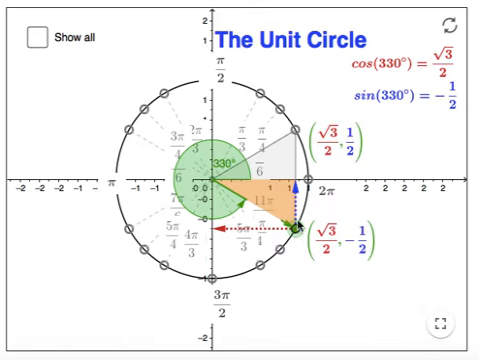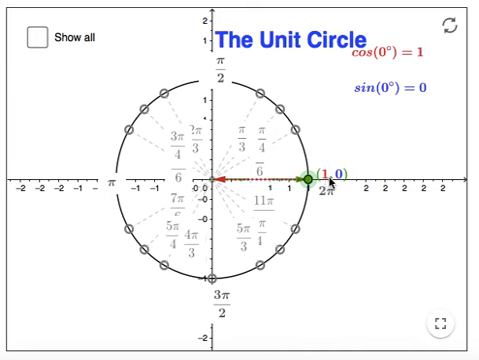And then as we go back to 0, the positioning is going to be 1, 0, up on the radius 1 circle.